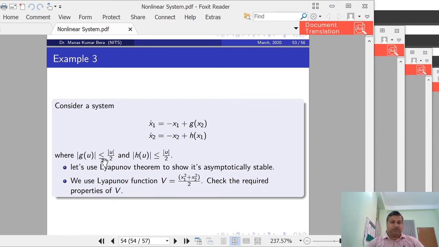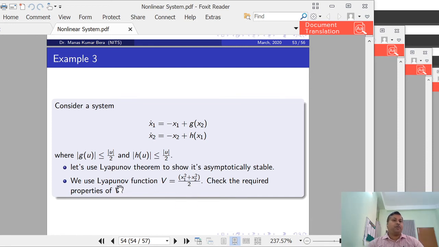And the nonlinearity is such that the modulus of g(u) is less than or equal to the modulus of u, and the modulus of h(u) is less than or equal to the modulus of u by 2, or half of the modulus of u. Let's use the Lyapunov theorem to show it's asymptotically stable. We use the Lyapunov function, which has been given: V equals half x1 square plus x2 square.